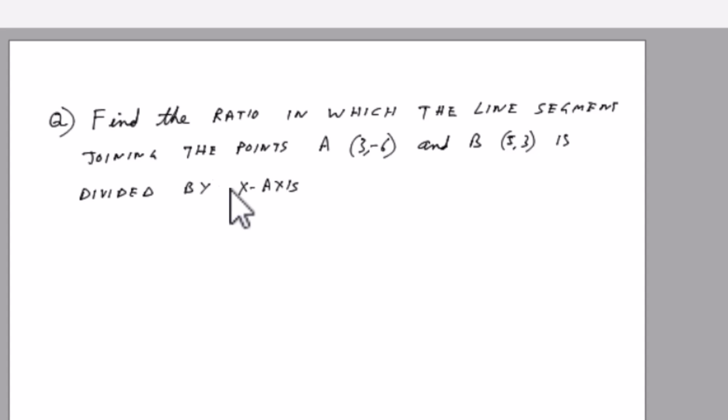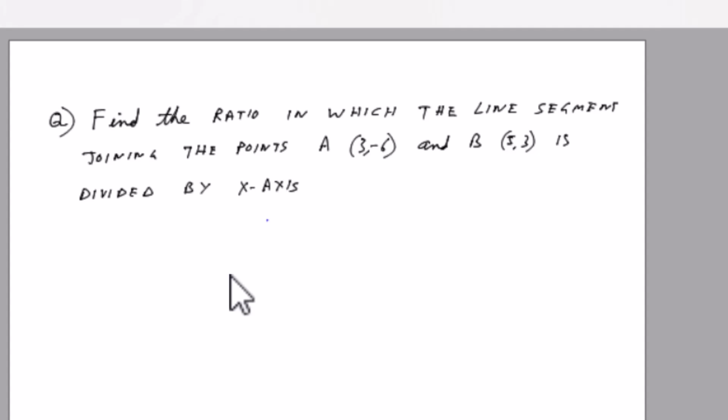In this video, we are going to solve a problem on coordinate geometry. So the question here is, find the ratio in which the line segment joining the points A (3, -6) and B (5, 3) is divided by the x-axis. To clearly understand what is being asked, it's better to plot it in the graph so that you know how exactly these 2 points look like.